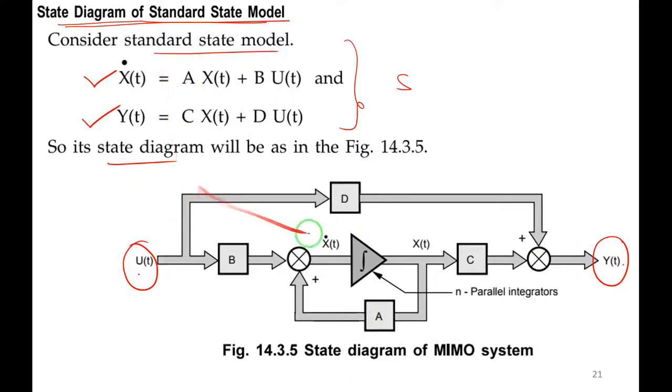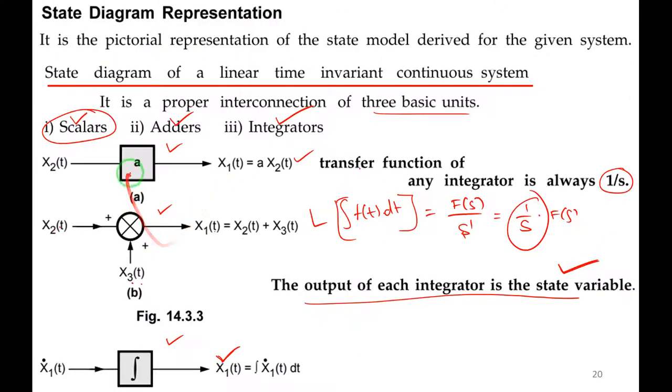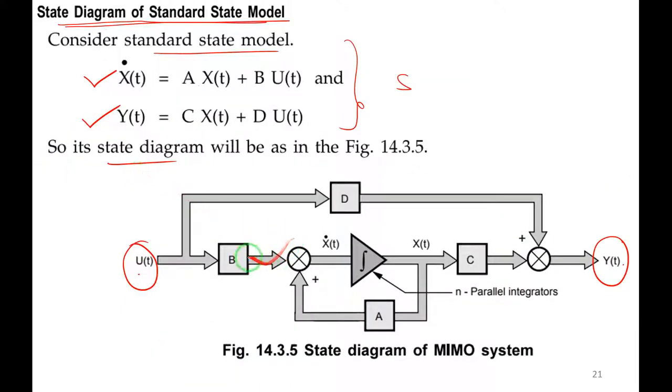Observe here, first we have to get this expression, A into x of t plus b into u of t, then only it will give me the state equation x dot of t. How? We'll see. We know we are using these three basic units, but we will not be using scalars here. We will be using adders and integrators, right? You can observe here, there is an adder, there is an integrator, there is an adder. There is no scalar anywhere. So you'll see here.